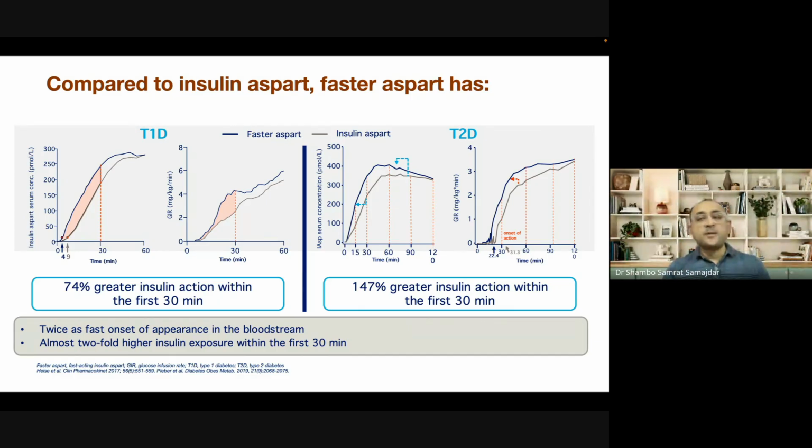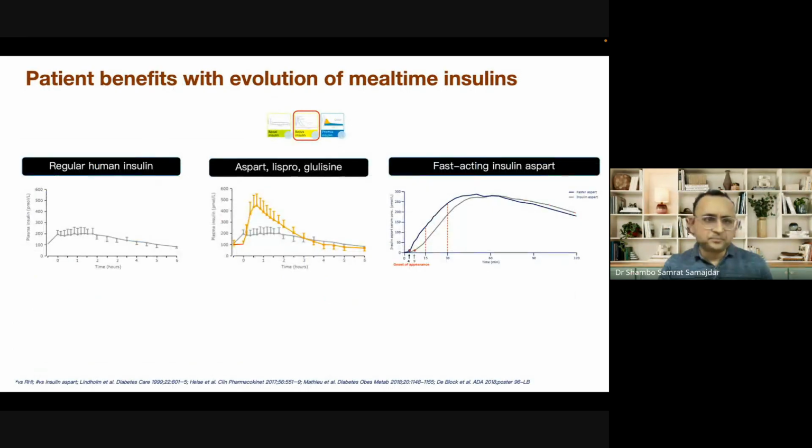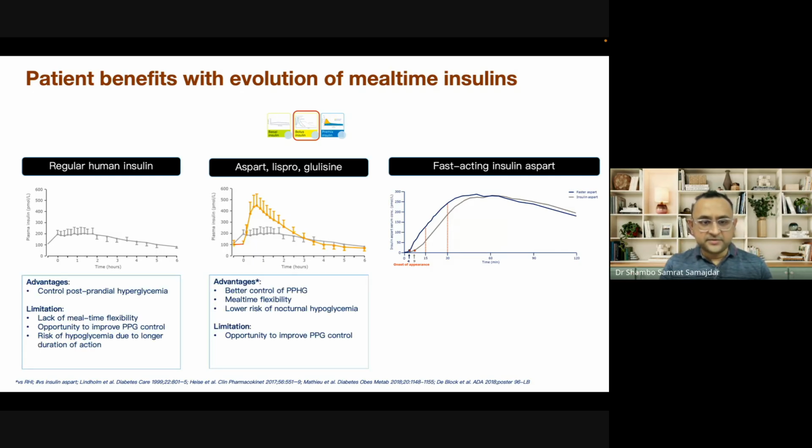So again, please think that the pharmaceutic modification of insulin will make a better absorption profile and better glucodynamics for this type of insulin. So, patient benefits with evolution of mealtime insulin. We had regular human insulin. Then we have fast-acting insulin aspart, lispro, glulisine. And now we are getting second generation insulins, which are faster acting. We have faster insulin aspart.